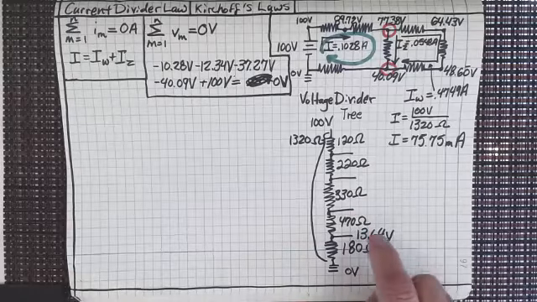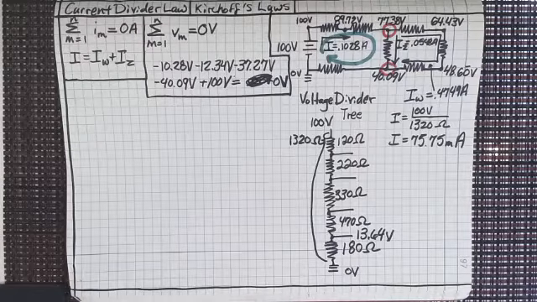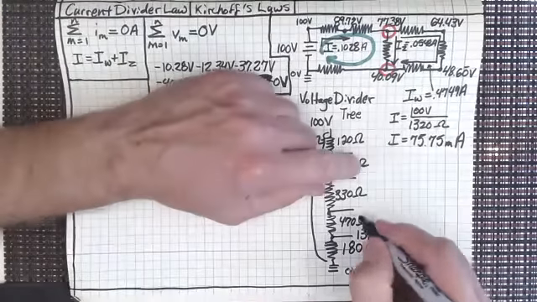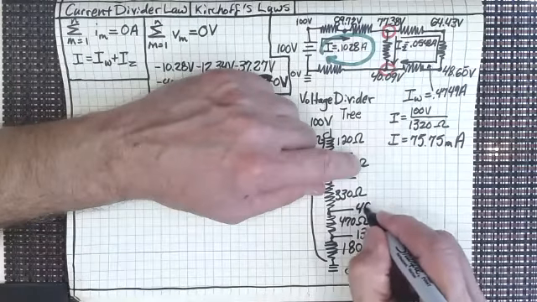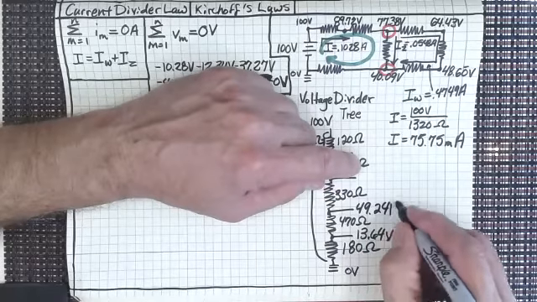You know, really, to do the next one, can't we just take the 470 and the 180 and add those together to get 650? So 650 times 0.07575. I want to mention that I'm using amps, not milliamps. And that's going to give me 49.24 volts.